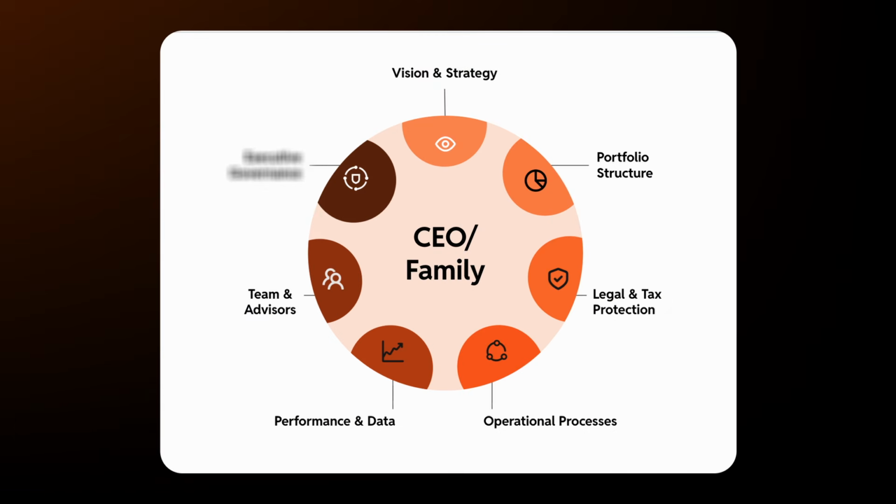The seventh component is governance. How you run as a CEO. Governance means defined decision rights, a documented investment policy statement, family meeting rhythms, next generation financial education, and succession planning. Most high net worth people have zero governance structure.